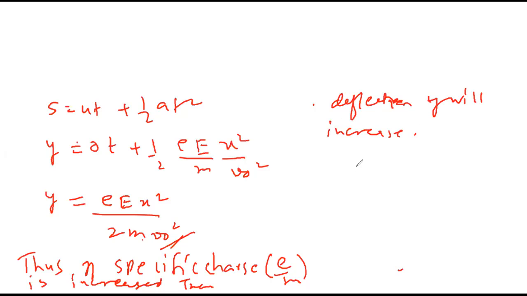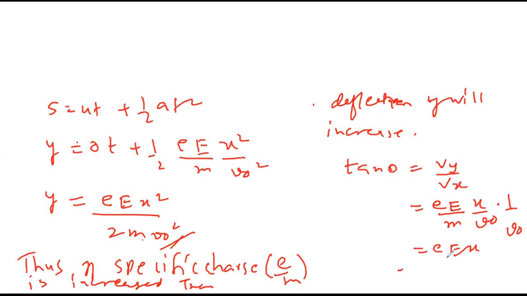Now we want the tan theta part. Tan theta is vertical velocity upon horizontal velocity. Vertical velocity, from the u plus at formula where u is 0, is e by m into x upon v naught. Divided by the velocity along x, which was v naught. So tan theta is e x upon m v naught square. Okay. Now copy fully till the end. Jennifer, in CBSE they can ask you to derive this formula.